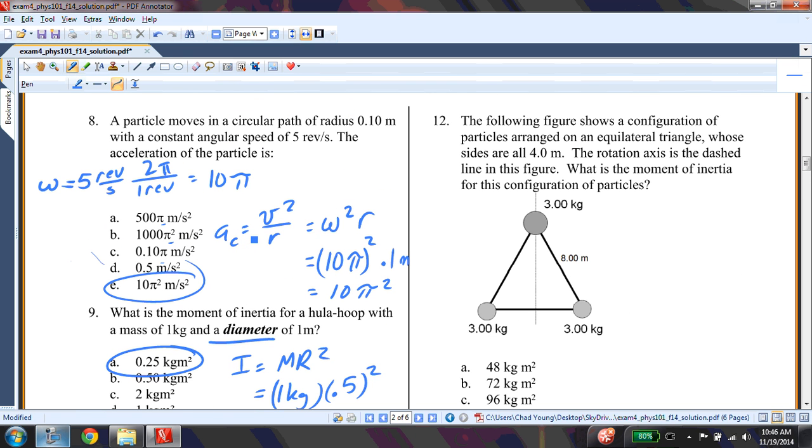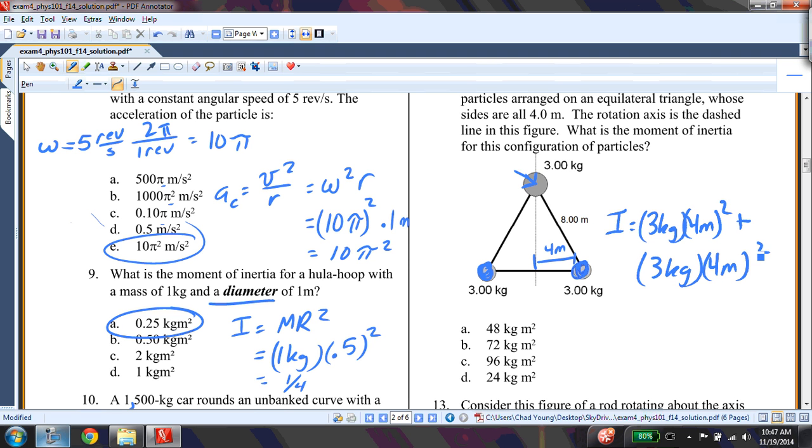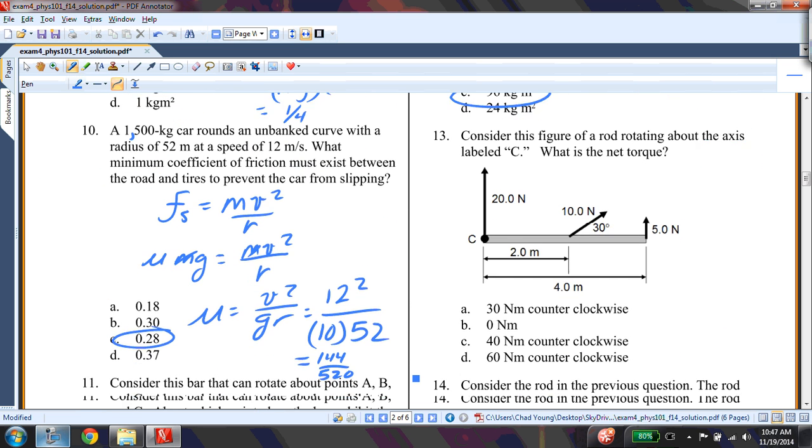All right, what is the moment of inertia for this configuration of particles? Well, this one doesn't contribute at all. So I is just this mass times the radius squared plus this mass times the radius squared. Since this is an equilateral triangle, I know that this distance is 4 meters. So my I will look like this, 3 kilograms times 4 meters squared, plus the same again. That's 3 times 16 is 48, so it's 96. Just C.